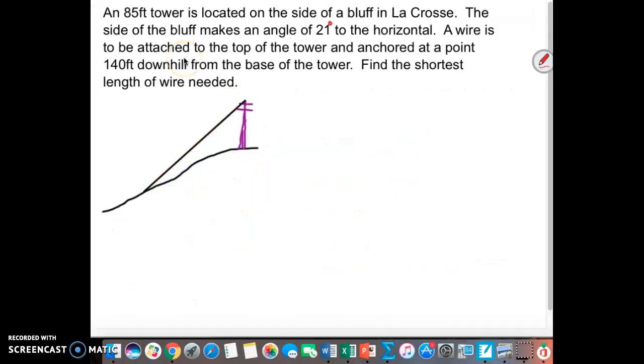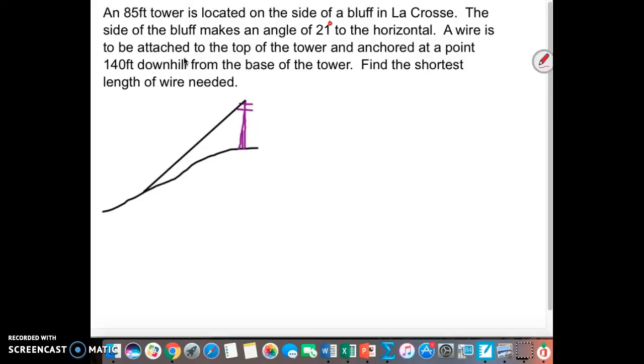The next problem we're going to take a look at is a law of cosines problem. For this example, it says an 85-foot tower is located on the side of a bluff in La Crosse. The side of the bluff makes an angle of 21 degrees to the horizontal, and a wire is to be attached to the top of the tower and anchored at a point 140 feet downhill from the base of the tower. Our goal is to find the shortest length of wire needed.